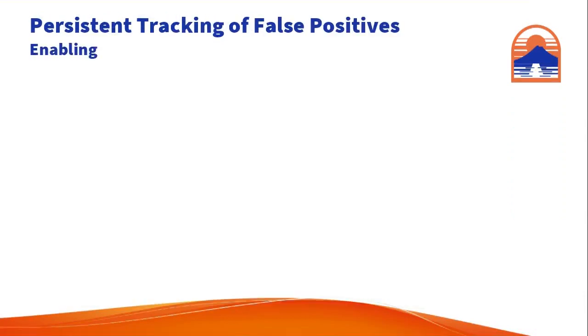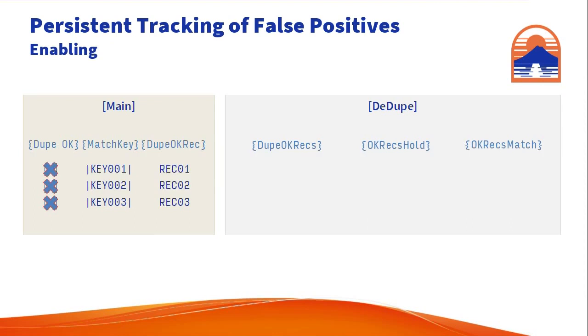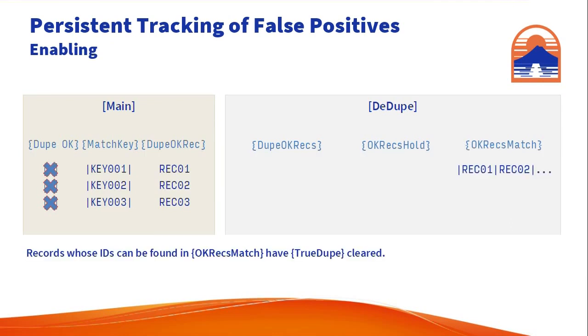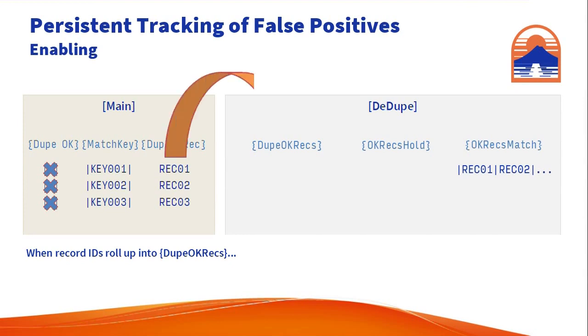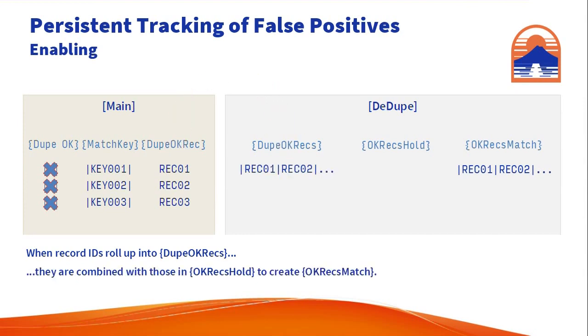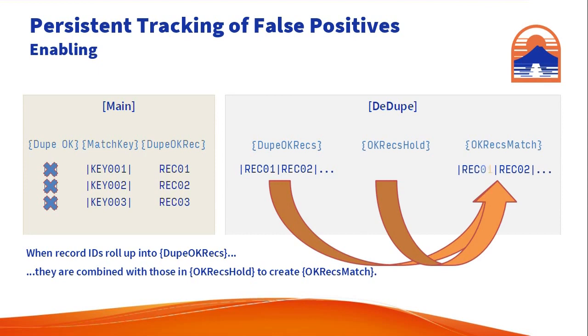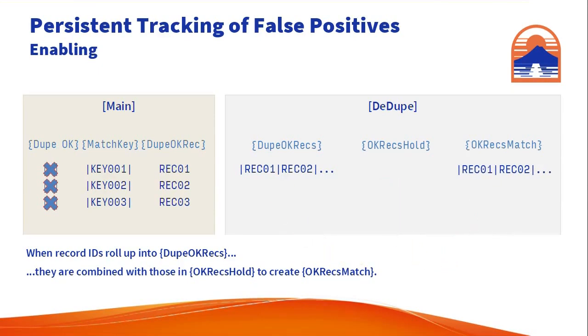I want to talk about persistent tracking of false positives in two parts. First, how to enable persistent tracking. As I mentioned earlier, records whose IDs are found in OKRex match have TrueDup cleared. An OKRex match is a formula field configured as the sum of dupOKRex concatenated with OKRex hold. Accordingly, when record IDs roll up into dupOKRex, they are combined with those in OKRex hold to create OKRex match.